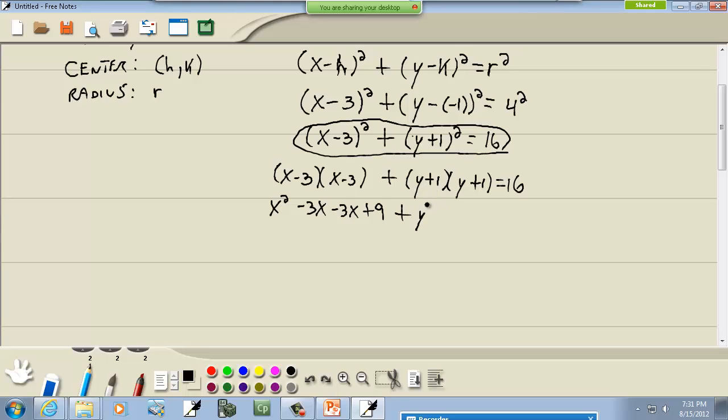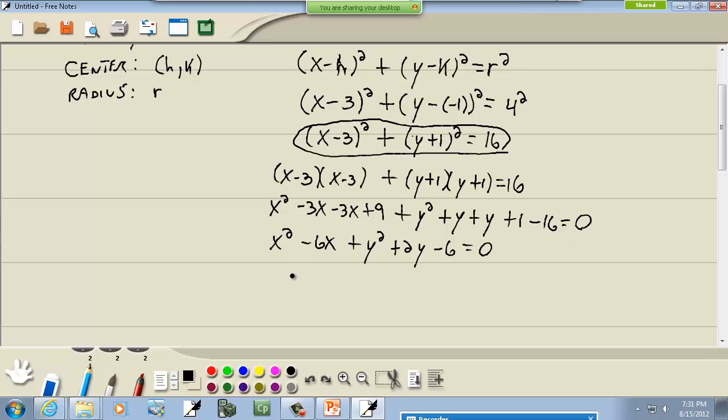y times y is y squared. y times 1 is 1y or y. 1 times y is 1y or y. 1 times 1 is 1. And I'll bring the 16 over to the left side, get 0 there. So we got x squared minus 6x plus y squared plus 2y. And let's see about the numbers. We got 9 here plus 1, that's 10, minus 16 gives us negative 6. So we have added everything correctly.